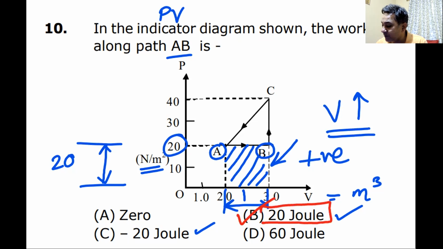Option number B is plus 20. Option number C is minus 20. If I talk about from B to A, the volume was decreasing. So from B to A, it is minus 20. But from A to B, it is plus 20. Do we understand this? Yes or no? Okay. Let's see what comes up next.